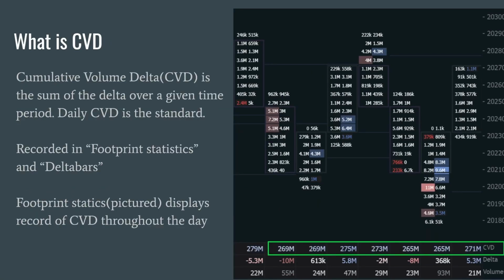What is CVD? CVD is the cumulative volume delta, and it is the cumulative sum of delta over a given time period, most notably the daily. This will be recorded in two ways: in footprint statistics, which is pictured on the screen here, and in delta bars, which we'll be going over soon.